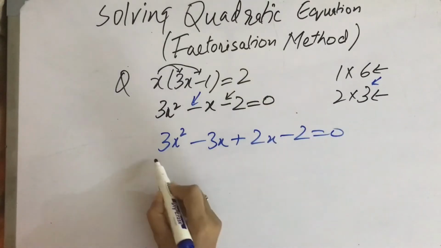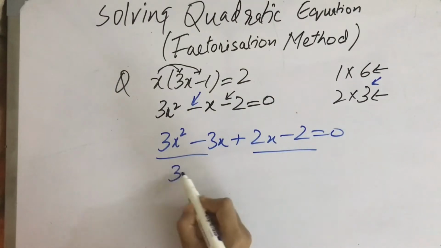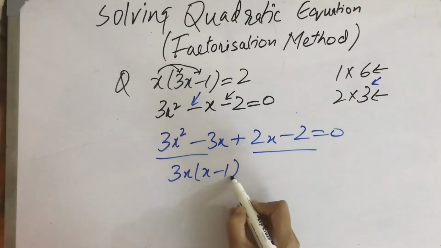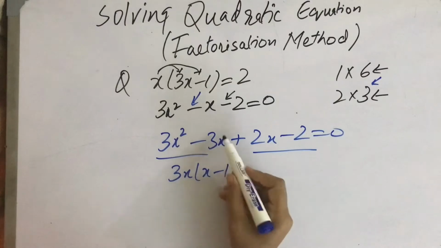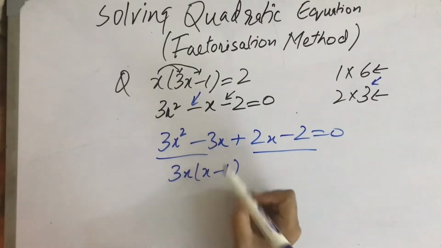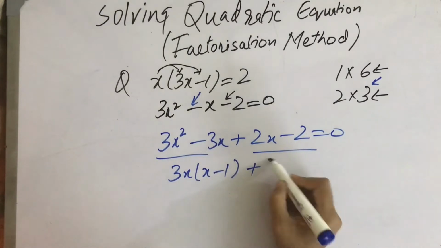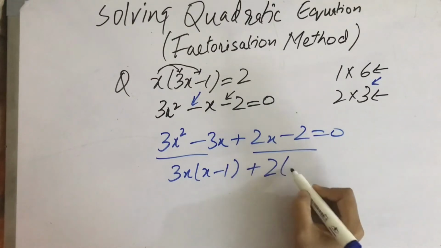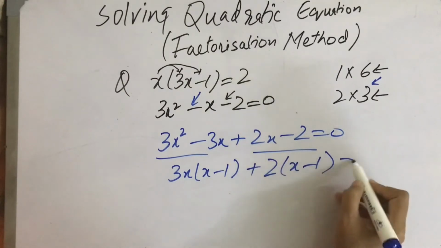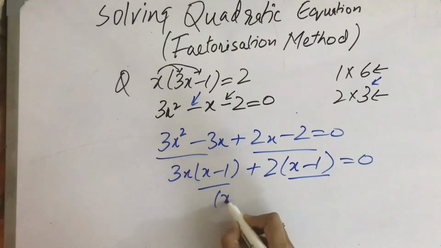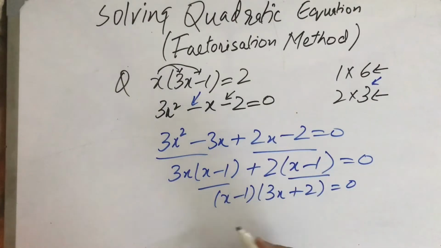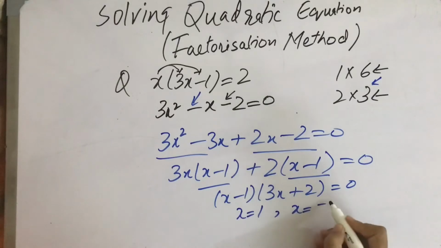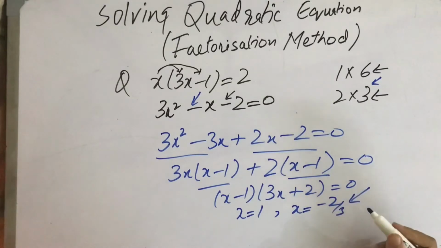And now when I make the pairs, from the first pair I have 3x common, x minus 1. From the second pair, 3x common, here I have only x, and here the entire factor is outside, so minus 1. From here I will get 2 outside, and it will be x and minus 1. This is the same factor. You can write it first or second, but usually we write it first. The first answer is x equals 1 and the second answer is x equals minus 2 over 3. It can't be in mixed number.